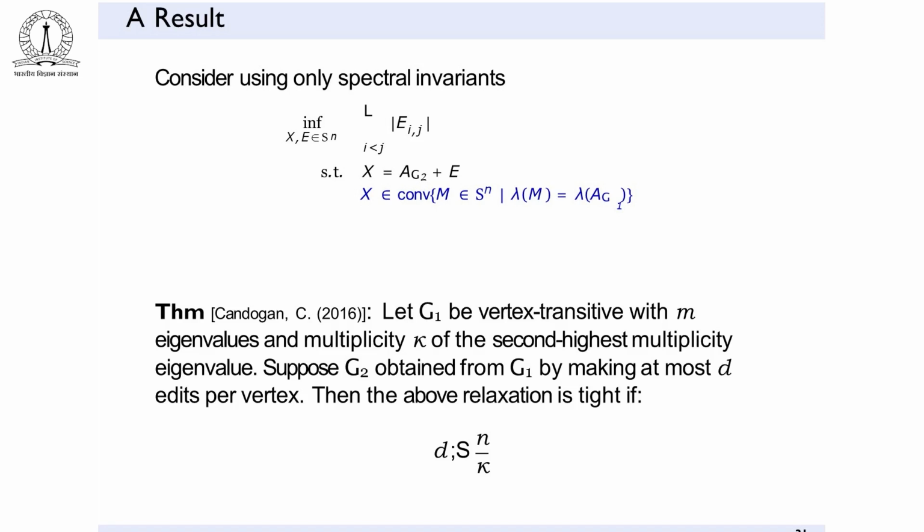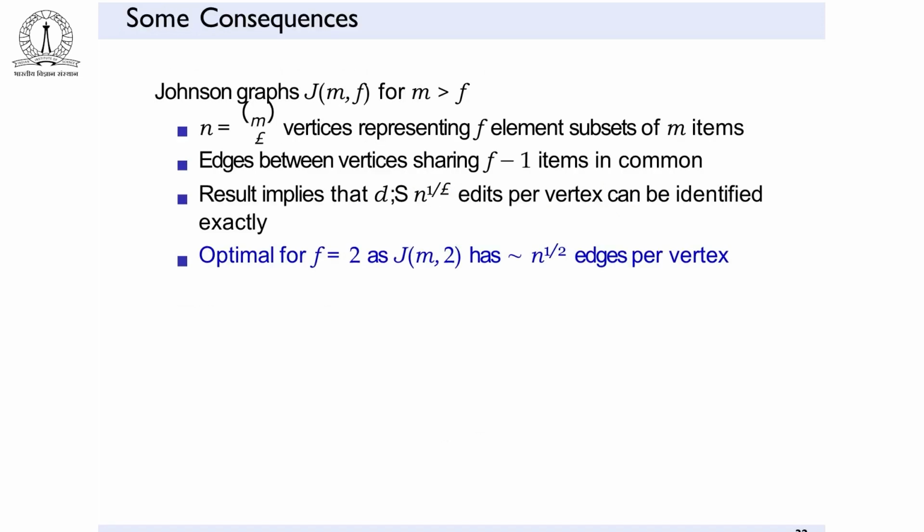So you can go through this sort of theorem proving exercise with the other invariants also. There are some situations, interestingly, where it gives you optimal results. So the family of Johnson graphs, parameterized in this way, are graphs over M choose L many vertices, where you should view the vertices as L element subsets of M items. That's what M choose L means. And you have edges between vertices that share L minus 1 items.